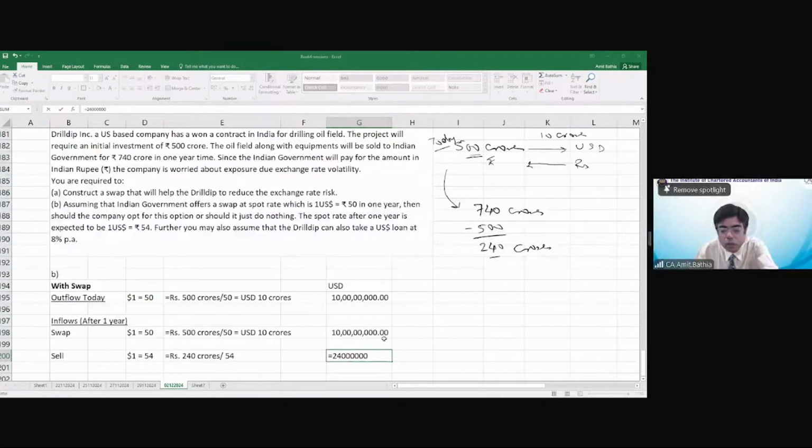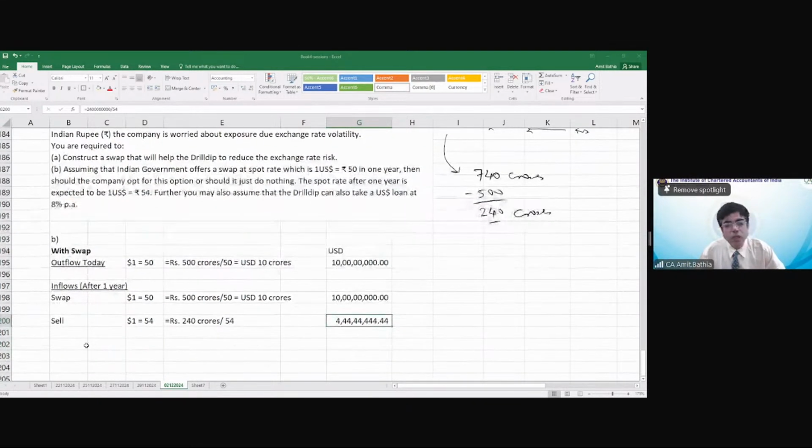5, 2 crore 40 lakhs, 24, 240 crores. 240 crores divided by 54, right? So this comes to, how much is this? 4 crore 44 lakh 44,444.44 dollars. Are you all with me?